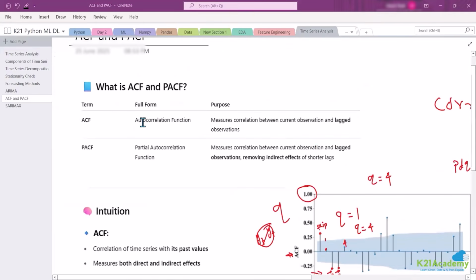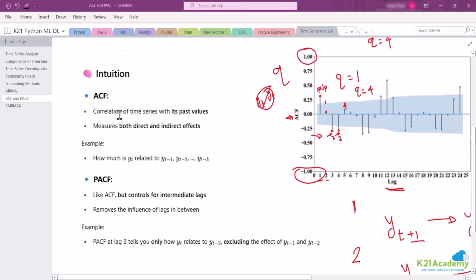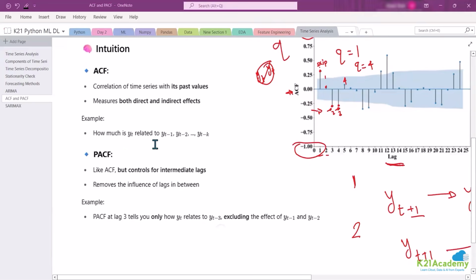Okay, so ACF is nothing but autocorrelation function, and PACF is nothing but partial autocorrelation function. ACF considers all its direct previous values, like yt minus 1, yt minus 2, yt minus 3, yt minus 4, and so on. But if we consider the PACF value, if we have different lag values, it will exclude the intermediate values, the ones present in between.